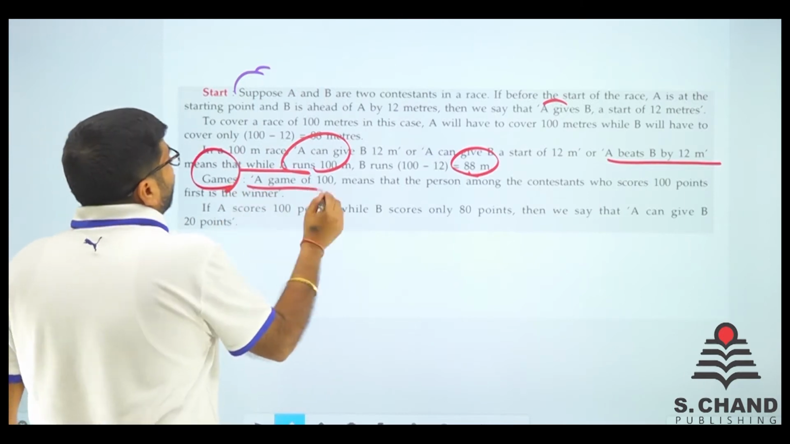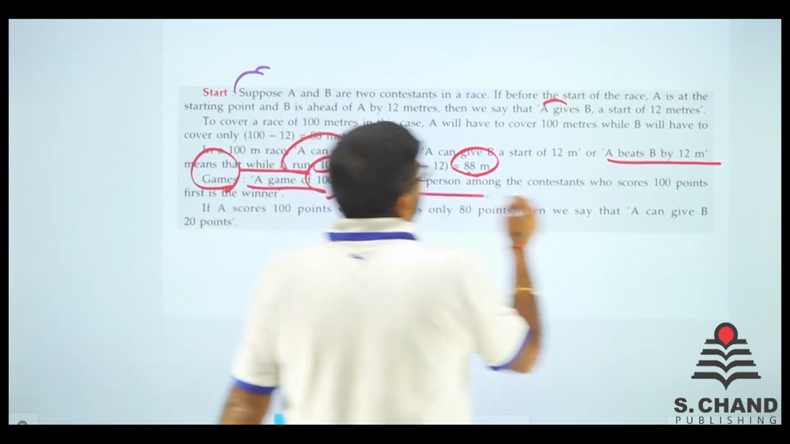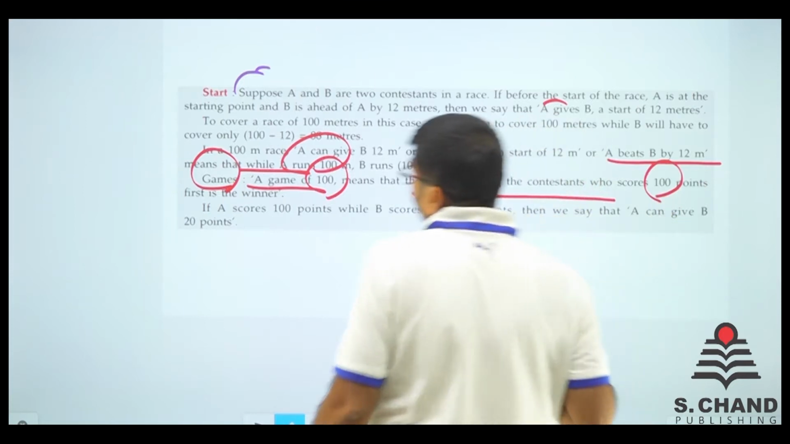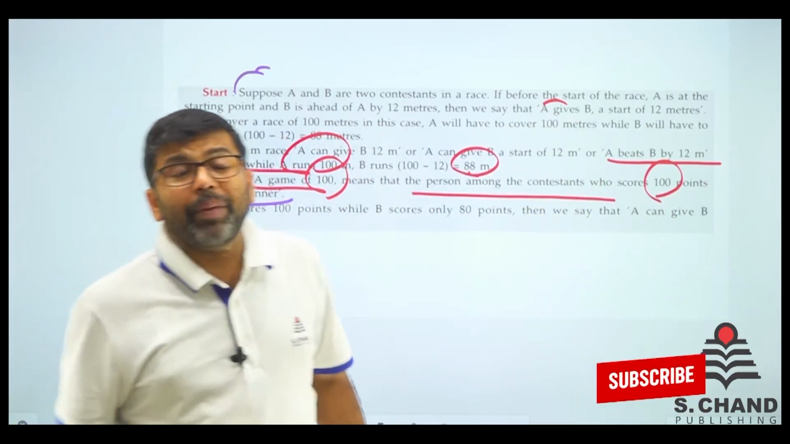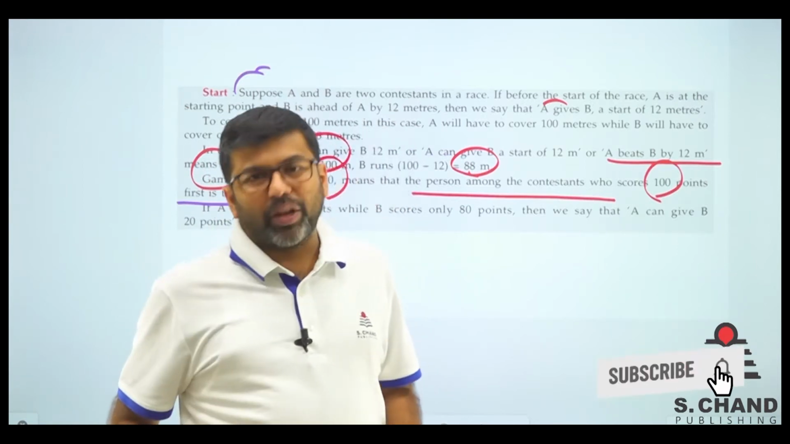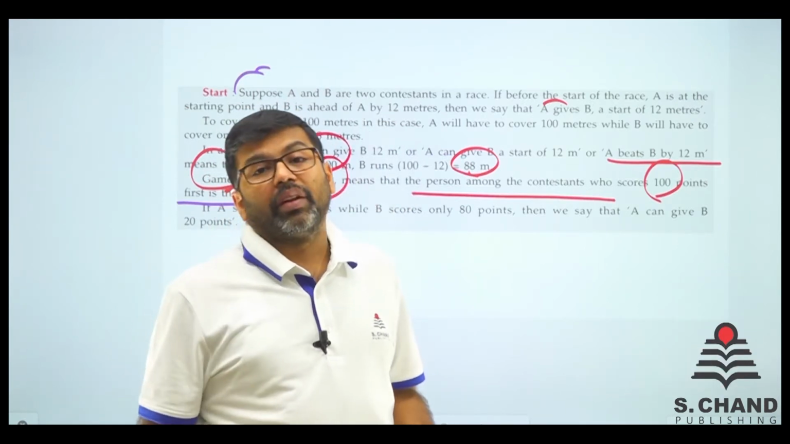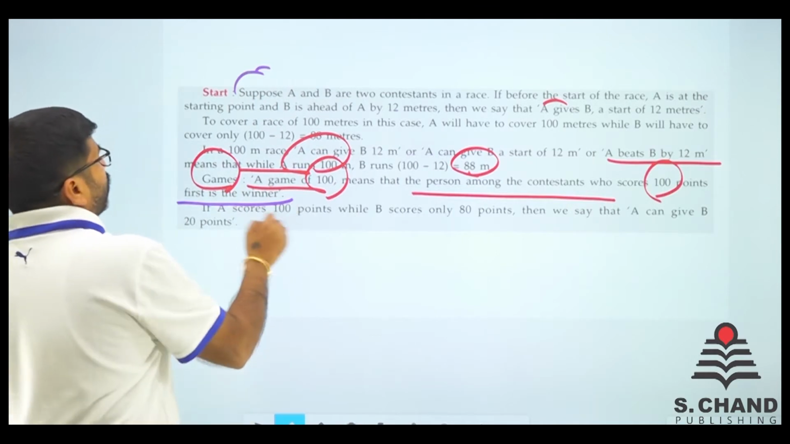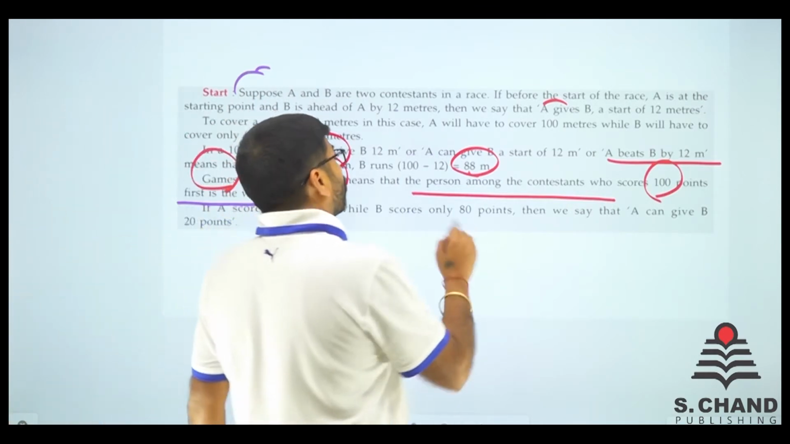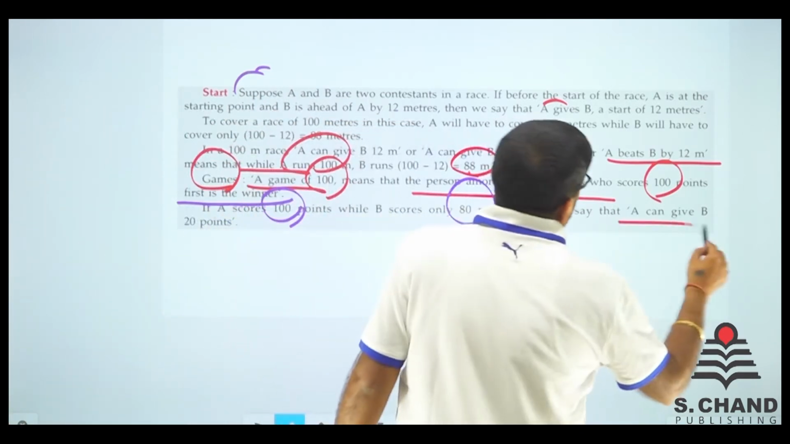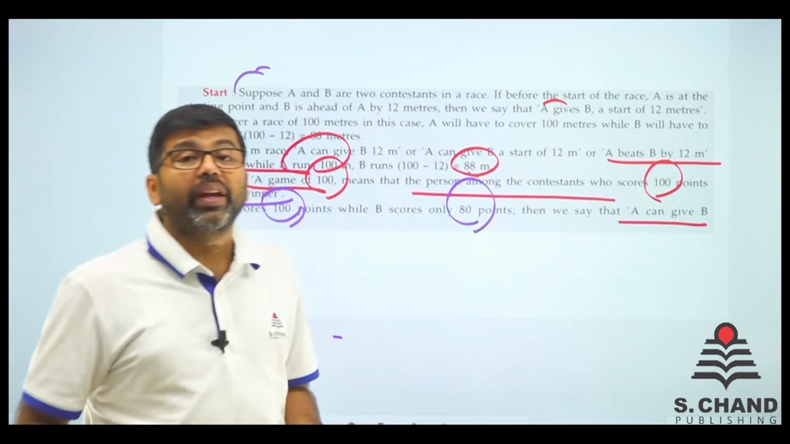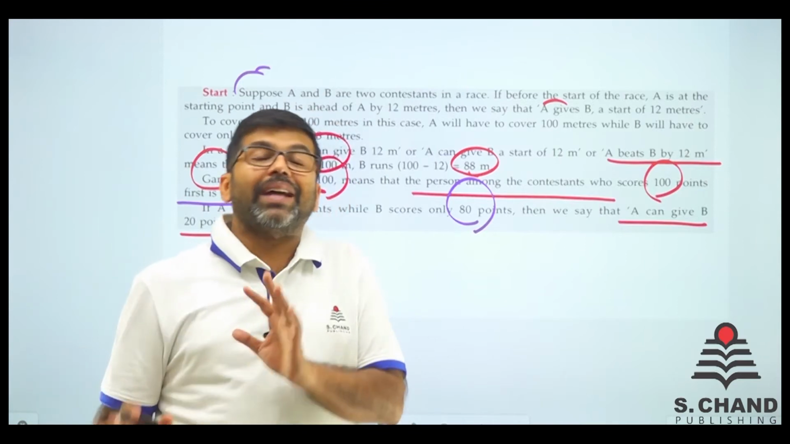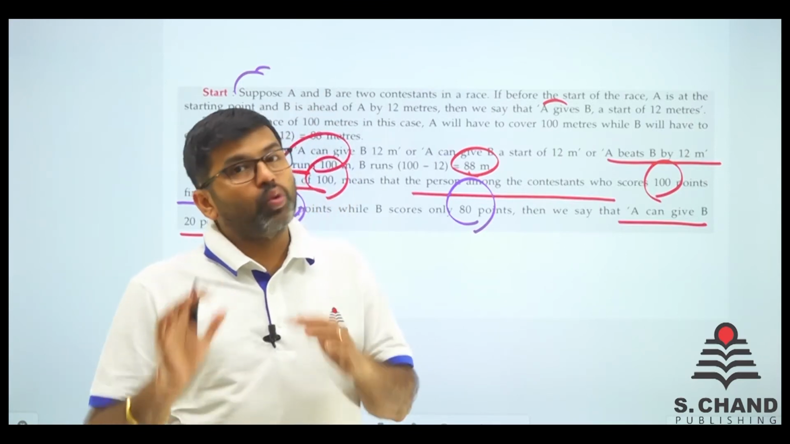Games. A game of 100 means the person among the contestants who scores 100 points first is the winner. एक ऐसा गेम जहां पे आपने पहले 100 points बनाए हैं, you are the winner, right? If A scores 100 points and B scores only 80 points, then we say A can give B 20 points. सीधी बात है भैया, A के पास 20 points extra हैं, so A can give B 20 points. That means he won by 20 points.